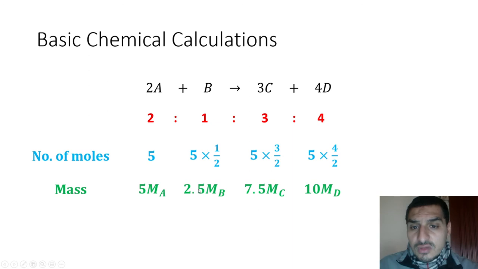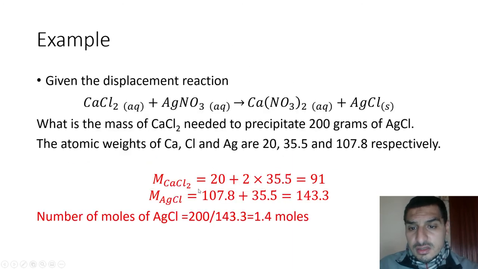To understand this well, we can check this example. In this example, we have the reaction of calcium chloride with silver nitrate, producing calcium nitrate and silver chloride. And in this example, we need to know the mass of calcium chloride that I need to put into the solution to produce, or precipitate, 200 grams of silver chloride. And I know that the atomic weights of calcium, chlorine, and silver are 20, 35.5, and 107.8. And this is what I need to do.